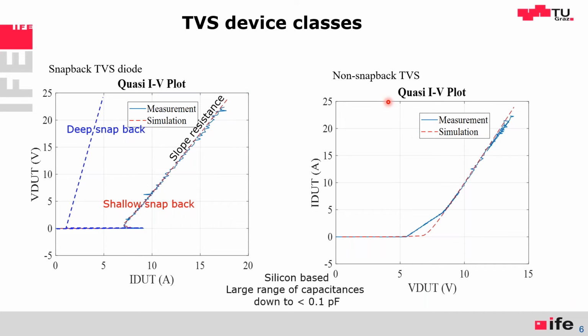There are also non-snapback devices shown here. They look a little bit like a Zener diode. They're not really Zener diodes because a Zener diode would have way too much capacitance. But you can put a PIN diode in series with a Zener diode, and then the capacitance is low.